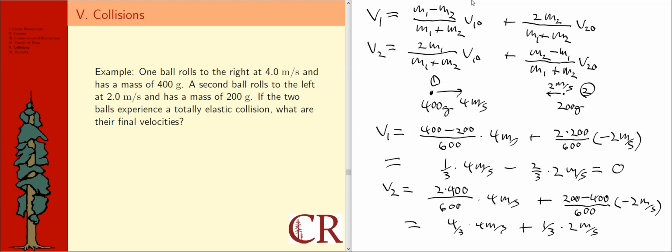That means I've got, let's see, 4 times 4 is 16 over 3, right? Plus 2 over 3 is 18 over 3. I think that is equal to 6 meters per second, right? And let's see, does that make sense?